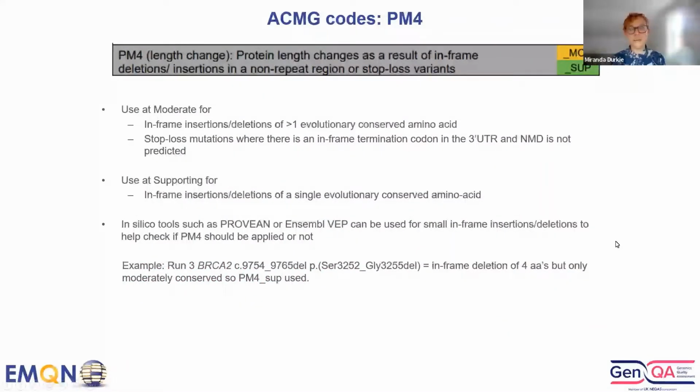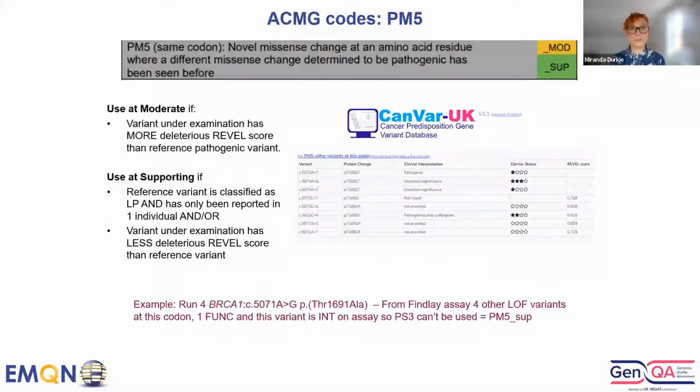PM4 is the in-frame insertion deletions, and this is one of the ones I'm skipping over. Moving on to PM5, which I've just mentioned. This is where you find a missense change, and there's been another pathogenic missense change reported at that same codon. Based on work that's been published by the CanVIG group, looking at the Findlay assay, we would use it at moderate if the variant you're looking at has a more deleterious REVEL score than the previously reported pathogenic variant. However, we would use it at supporting if you've got a less deleterious REVEL score, or it's been reported as likely pathogenic in another patient, or only been reported in one individual.